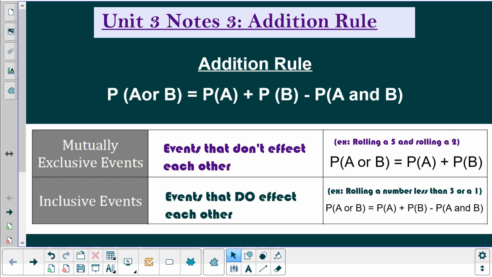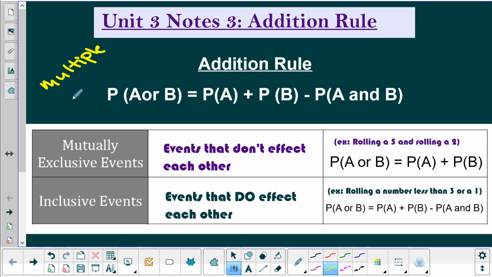Today I'm going to bring you our notes for Unit 3, Notes 3, on the addition rule. The addition rule of probability is used when we want to find the probability where we have multiple successes. So if we are asked to find the probability of this or that happening, that means that we have multiple successes going on. When we have multiple successes, we're finding one probability, but there's more than one success. We need to take those probabilities and add them together.